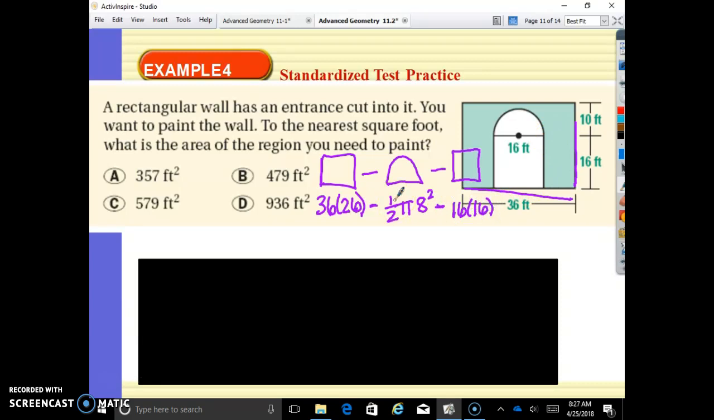All right, so 36 times 26 equals 936. 16 squared is 256. 8 squared is 64. Divided by 2 is 32 pi. All right, so 32 times pi, negative, plus 936, negative 256 equals. All right, so I got 579.47, so approximately 579. We did 936 minus parentheses 32 times pi parentheses minus 256 equals, you get 579.5. Make sense? You guys okay with this one?